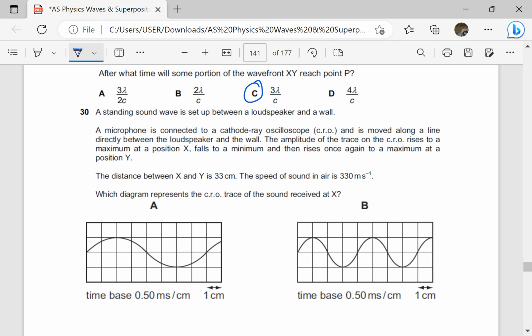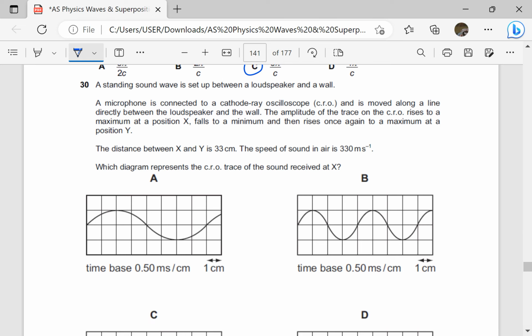A standing sound wave is set up between a loudspeaker and a wall. A microphone is connected to a cathode ray oscilloscope and is moved along a line directly between the loudspeaker and the wall. The amplitude of the trace on the CRO rises to a maximum at a point X, falls to a minimum, and then rises once again to a maximum at point Y. The distance between X and Y is 30 centimeters.